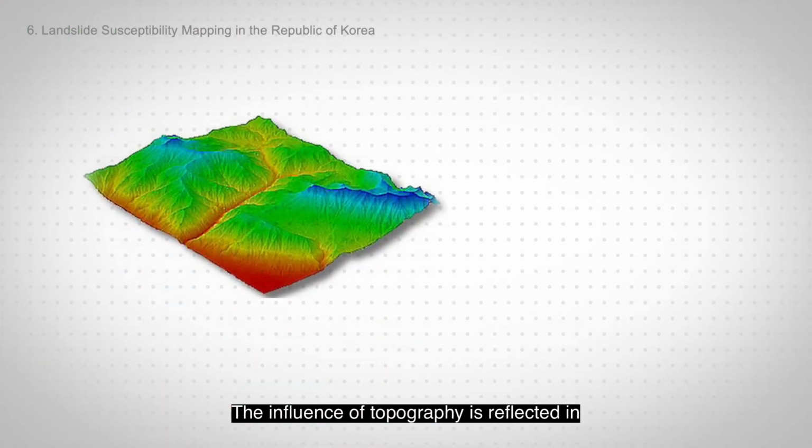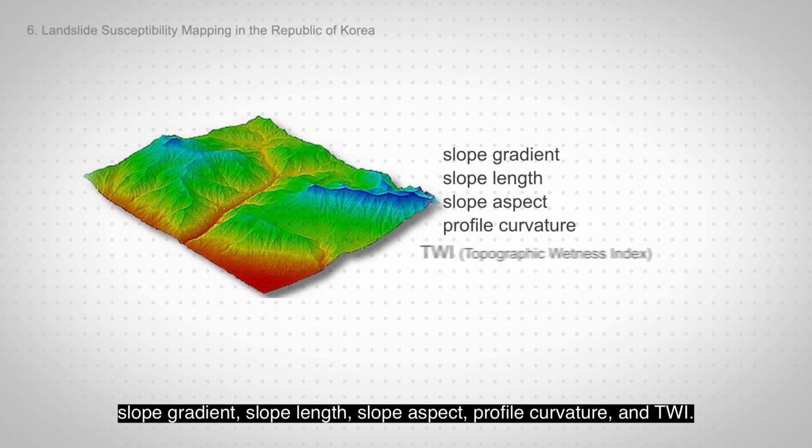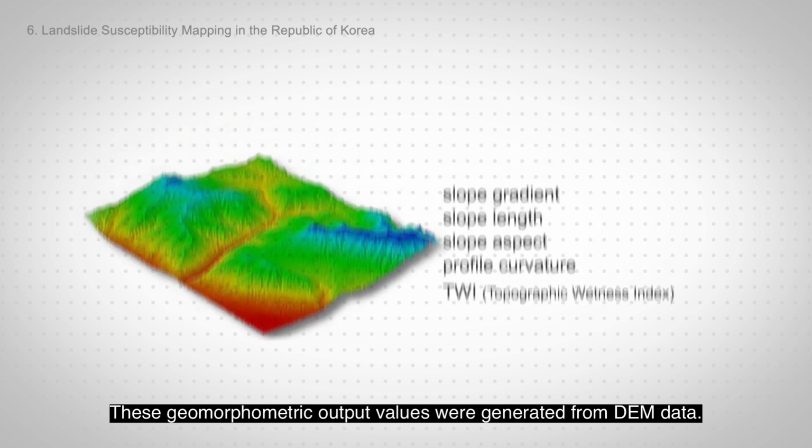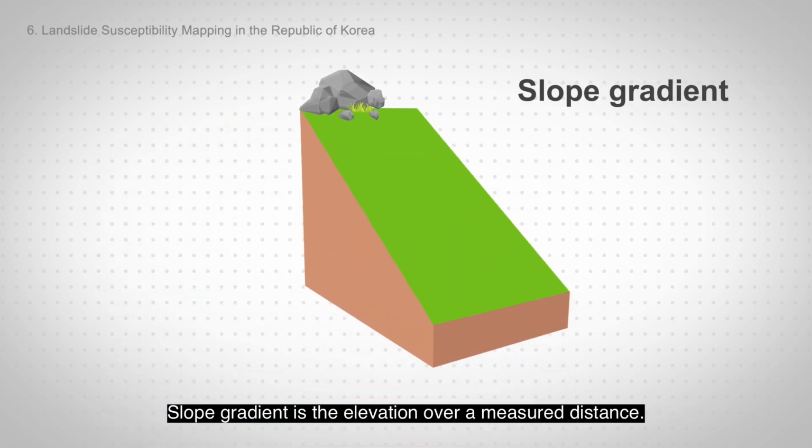The influence of topography is reflected in slope gradient, slope length, slope aspect, profile curvature, and TWI. These geomorphometric output values were generated from DEM data. Slope gradient is the elevation over a measured distance. Landslides occur more frequently on steeper slopes due to gravity.